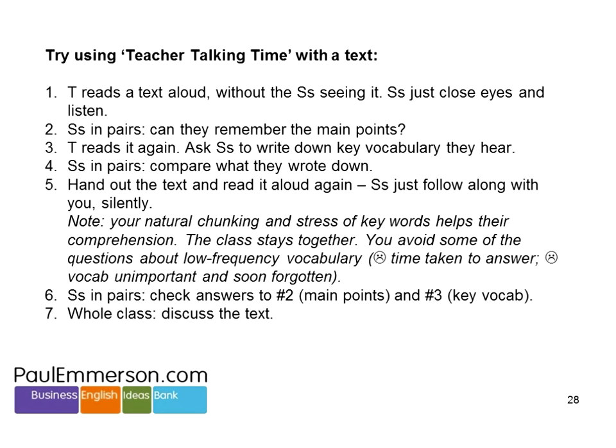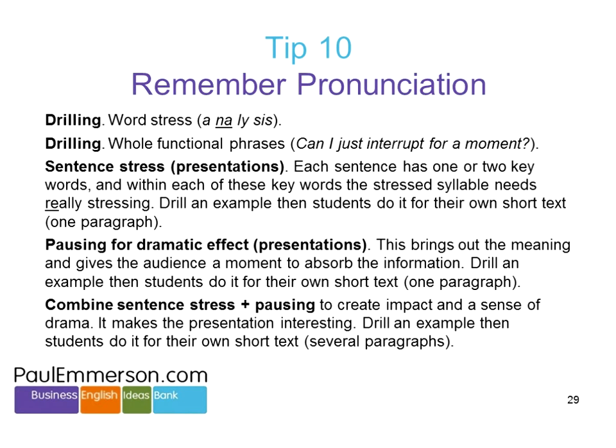And at the end, at number 6, they can check the answers to 2 and 3. So they could check whether they got the main points and check whether they got the key vocab, because it's only at number 5 that they actually see the text. So think about reading it aloud yourself rather than them. Much more useful. And now let's come on to my final tip, which is tip 10.